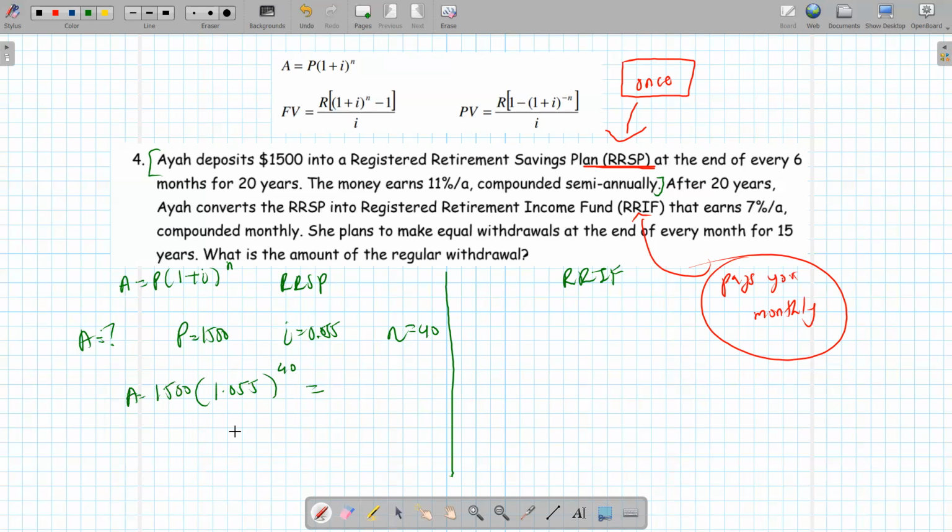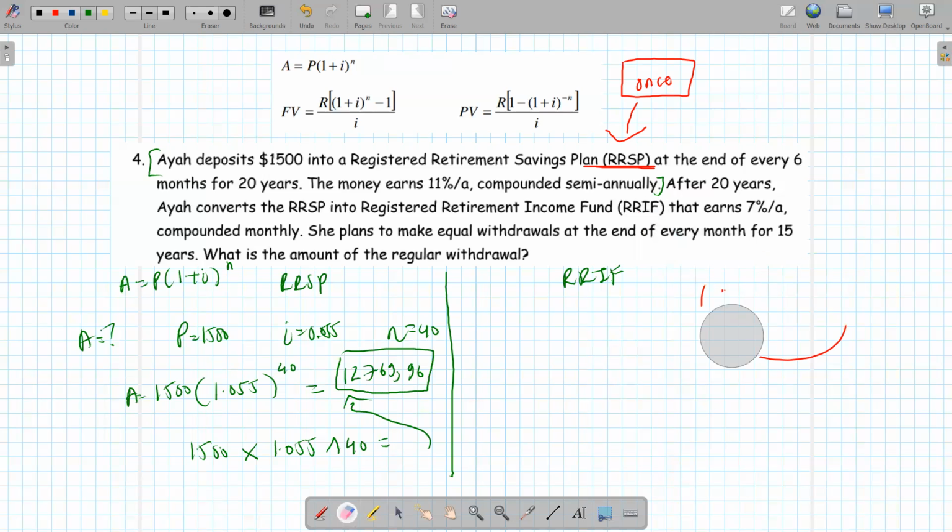No, you don't have to do that, right? You can just do this: 1500 times 1.055 to the power of 40 equals. And that'll straight up give you the final answer in one line. So you don't have to do the recall thing here. So there you go, his 1500 became this after 20 years. Let's look at the second part.